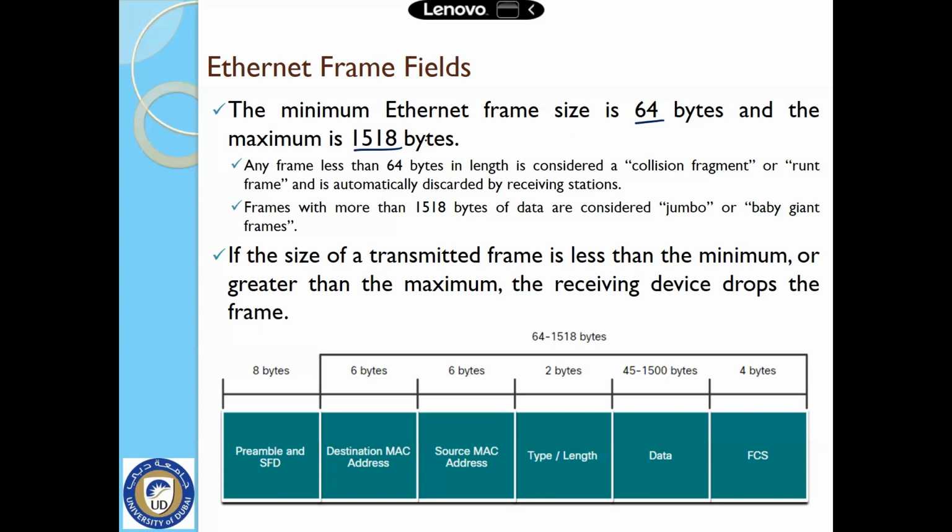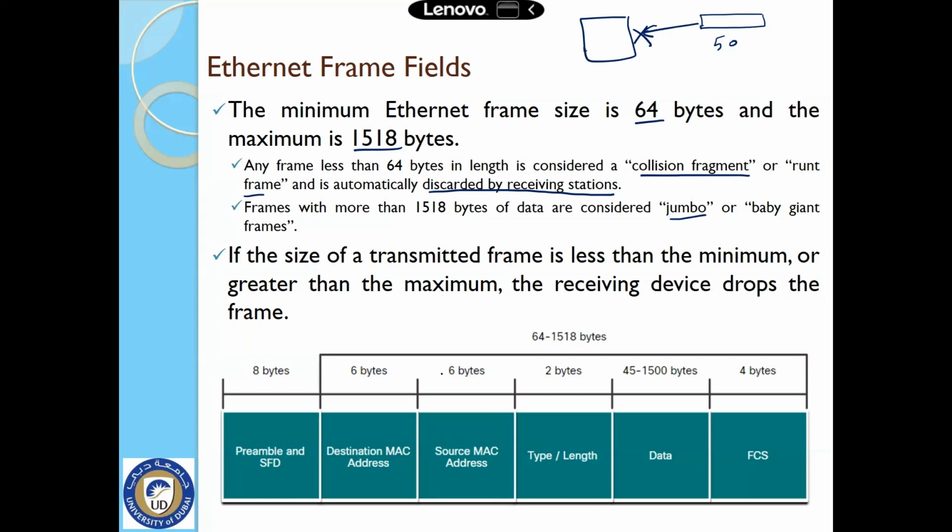So any frame whose length is less than 64 will be considered a collision fragment or a runt frame, and it will automatically be discarded by the receiving station. So if this computer here receives a frame and it was 50, it will discard it. It will not accept it. The other case, when the size is larger than 1518, it will be considered a jumbo or giant frame. In that case, it will also be discarded. In both cases, the frame will be discarded.